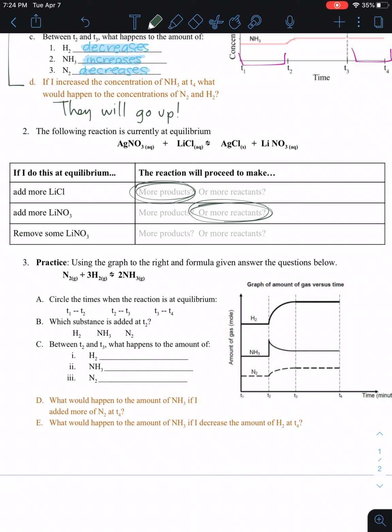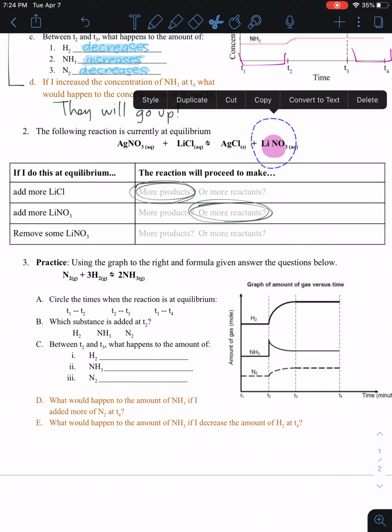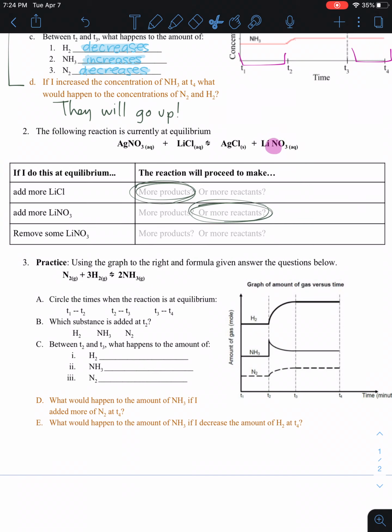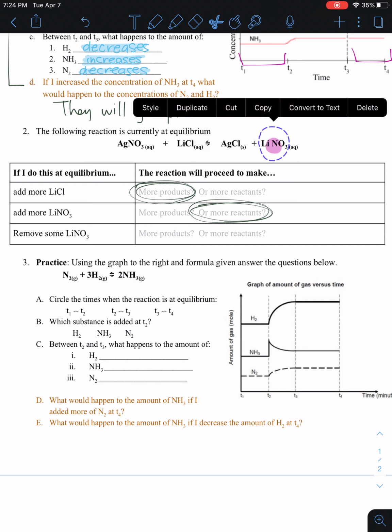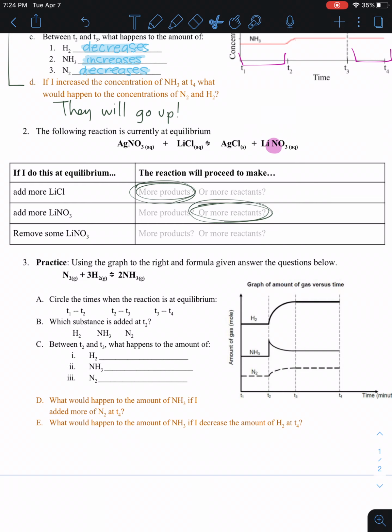Finally, what if we remove some LiNO3? Let's say we started out with this, and all of a sudden we remove it. Maybe we're evaporating it or filtering it out, and we take it away, take it away, take it away. Oh, it's going to be gone. We're stressing the right side by removing lithium nitrate. The reaction is like, hey, we want to go back to balanced. We'll make some more. So the reaction will shift to make more products.